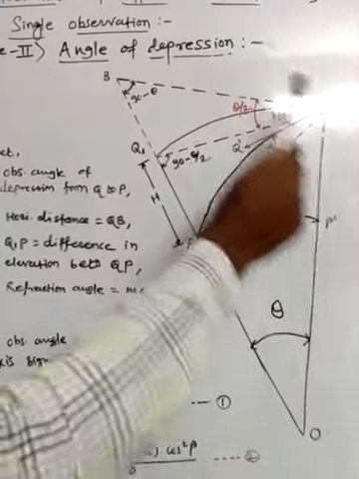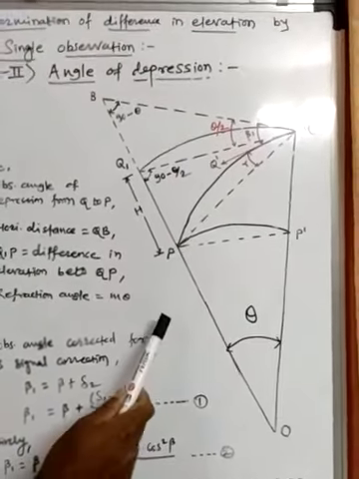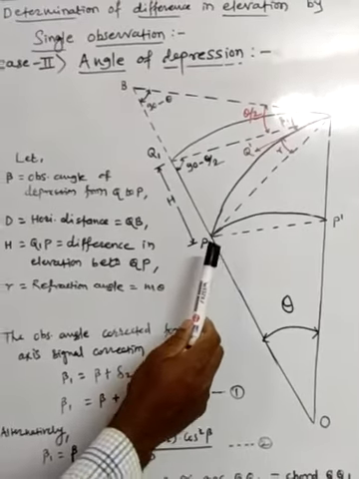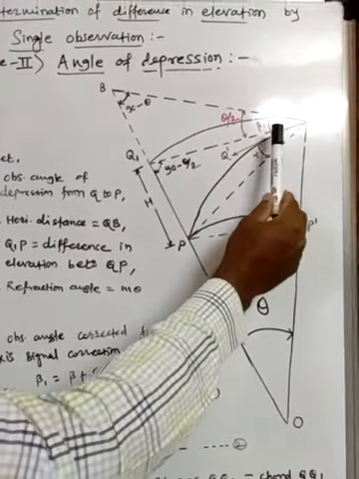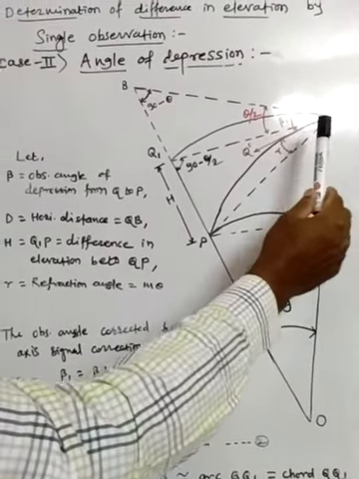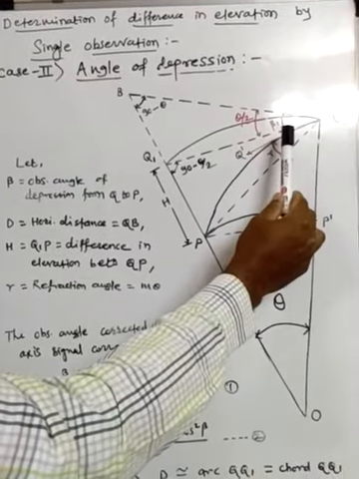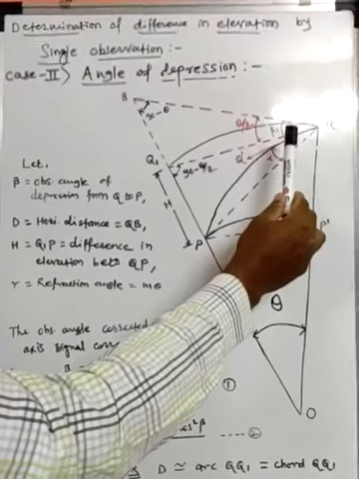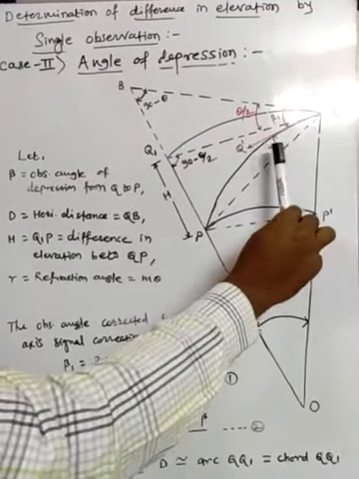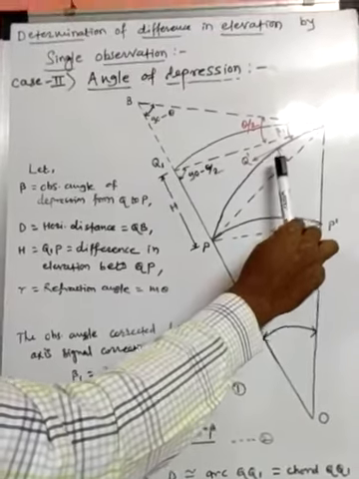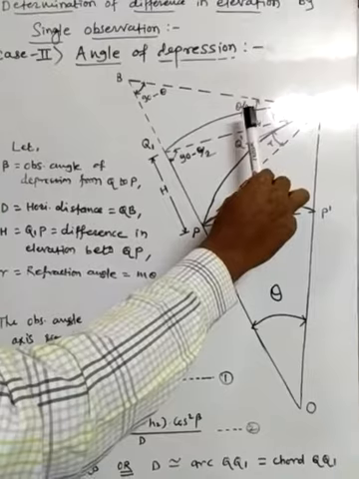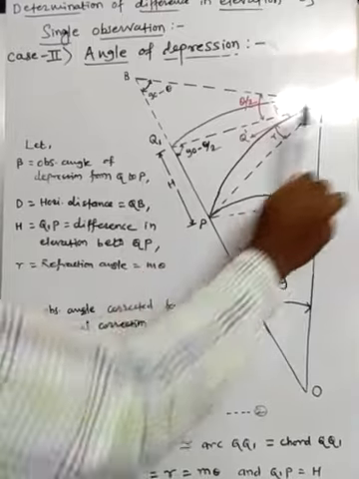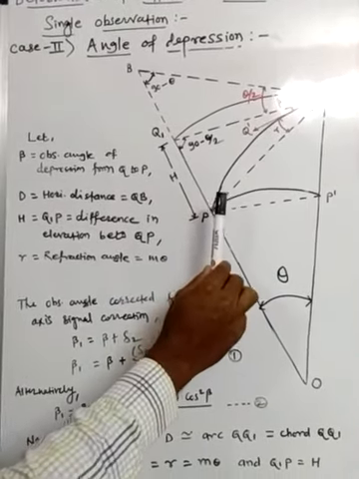Let's see the diagram. This diagram belongs to the difference in elevation, where the angle was observed by depression from Q to P. Here beta 1 is equal to the angle of depression which requires correction, and this is the observed angle corrected for axis signal correction. This R is the refraction angle m theta, and half of theta is called the curvature effect. From Q to P it is the observed angle of depression.